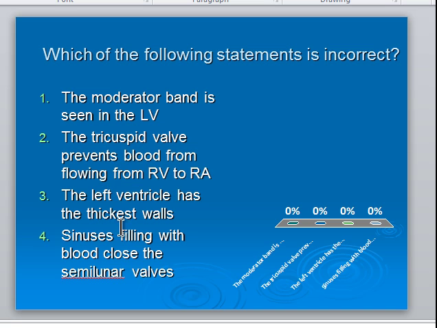Everything else is true. Tricuspid does prevent blood going from right ventricle to right atrium. Left has the thickest walls, and sinuses filling with blood close the semilunar valves.